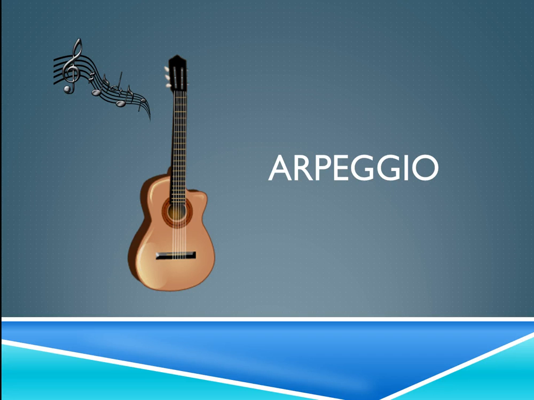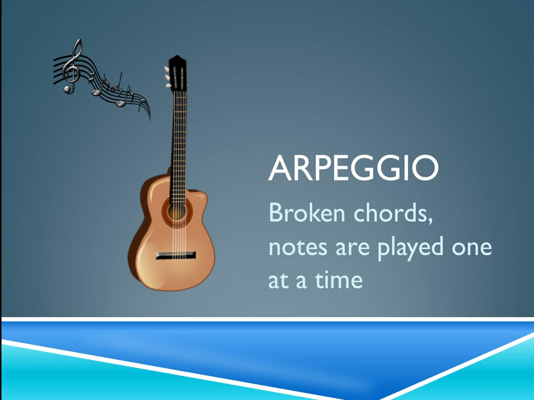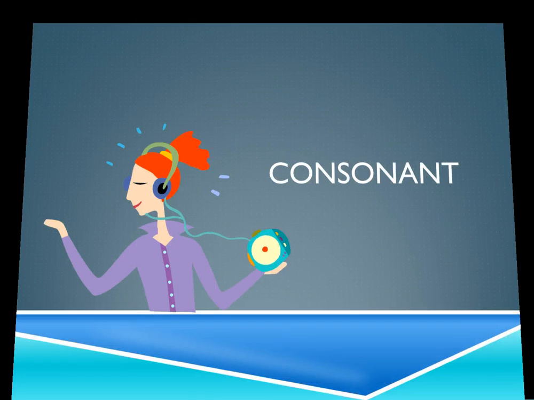Okay, an arpeggio, there's a little guitar there because it's a broken chord. So notes that are played one at a time. So as opposed to playing a note or a chord like this, you could actually play them like this. And again, sorry, my fingers, I really need to cut my nails, so I could play that a little bit better for you. But it's simply a broken chord. The notes of the chord are actually played separately.